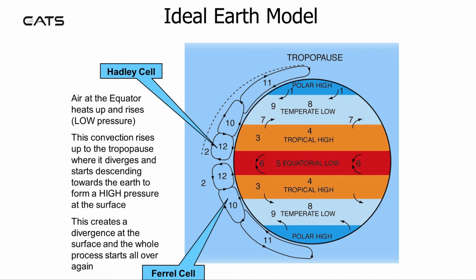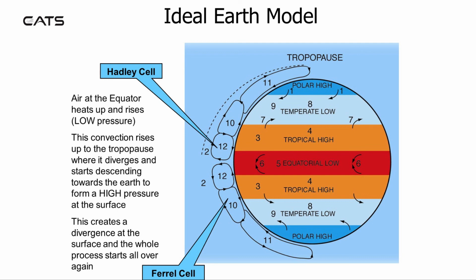The ideal Earth model. The equator has much heating, and this results in an equatorial trough of low pressure. This air rises and then tracks northwards and southwards, cools and descends around about 30 degrees north-south, forming a belt of tropical high pressure.